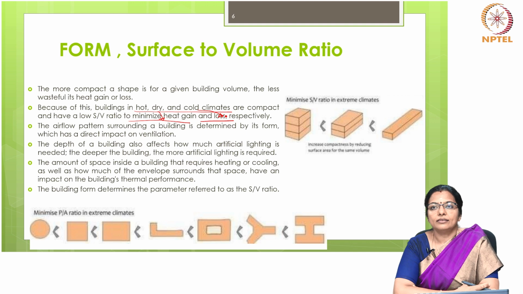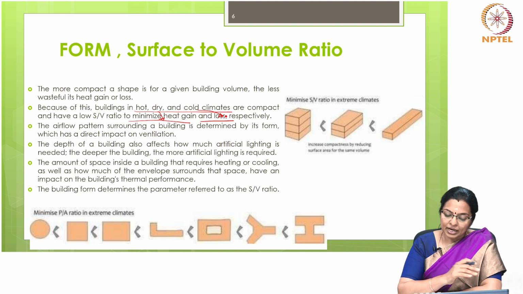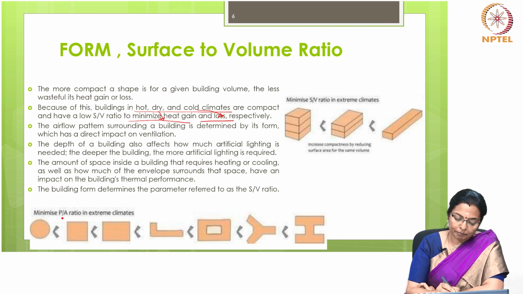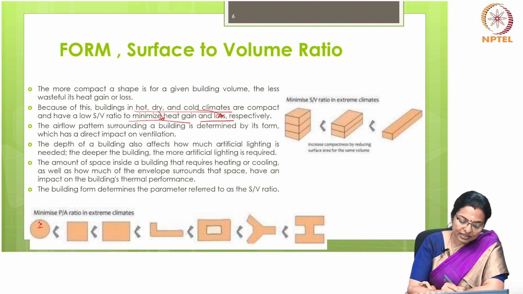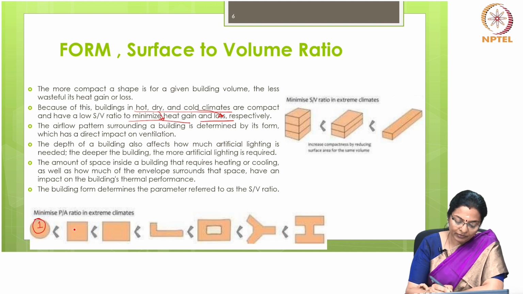The airflow pattern surrounding a building is determined by its form, which has a direct impact on ventilation. So, if we look at the perimeter to area ratio in extreme climates, you can see that the minimum perimeter is for a circle and then it increases to a square. The rectangle has more perimeter to area ratio, and then the L-shaped building has more perimeter to area ratio compared to that.